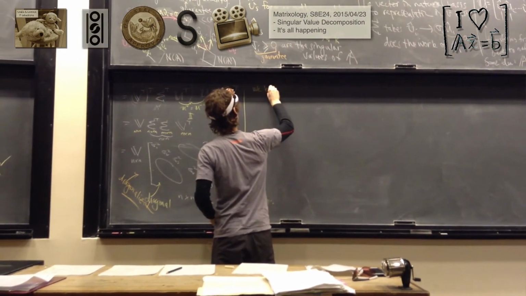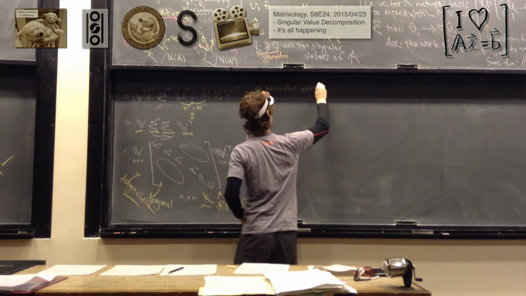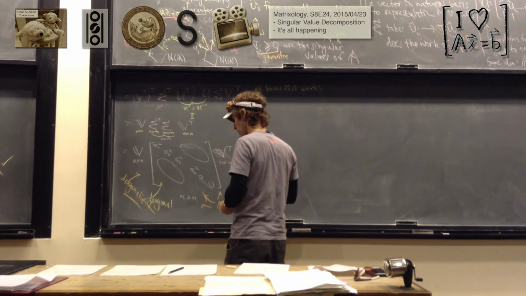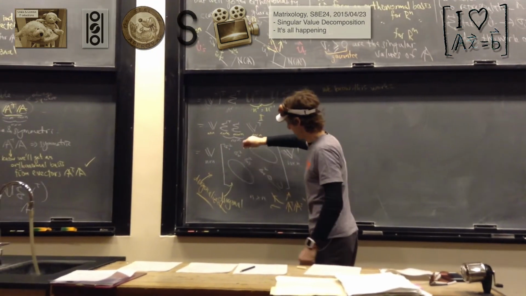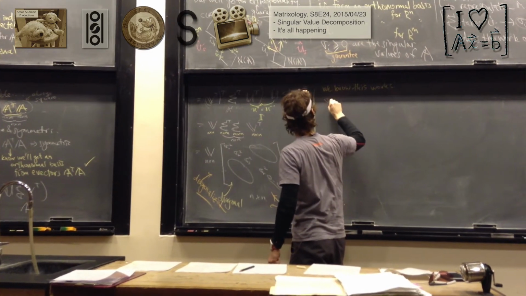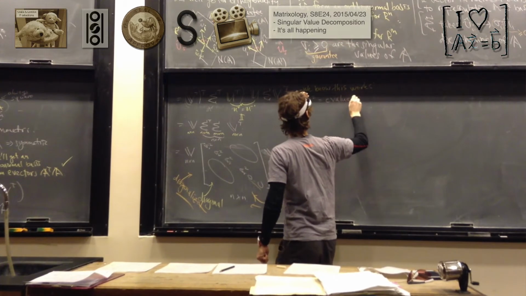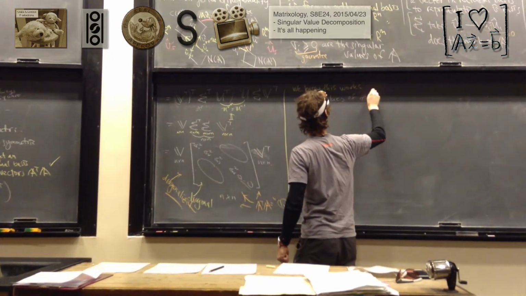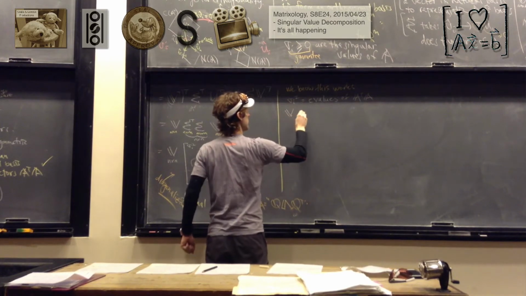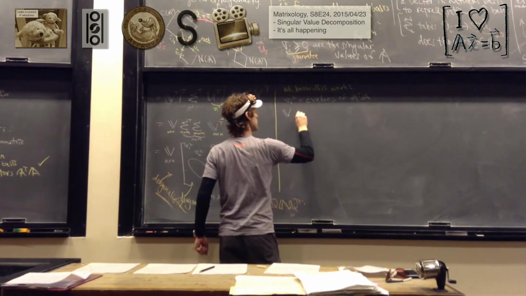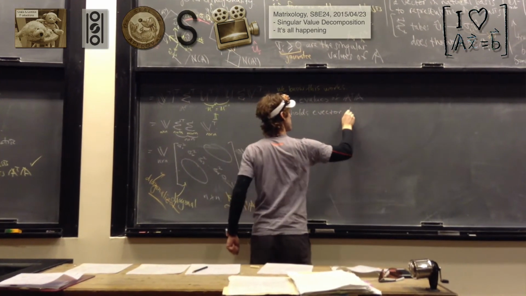We know this works. The excitement, the palpable excitement. All right, we know this works. So, although there's a couple of things, the sigma I squared equals E values of A transpose A. The V holds the E vectors of A transpose A.